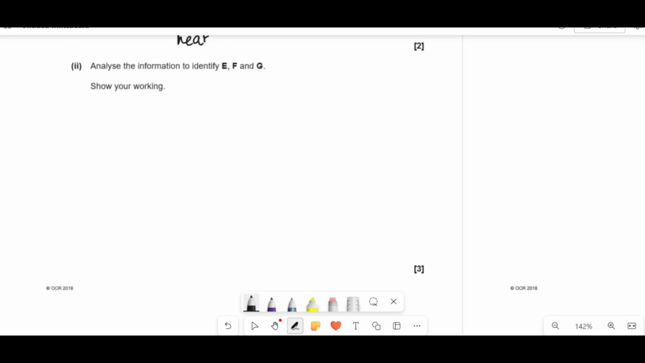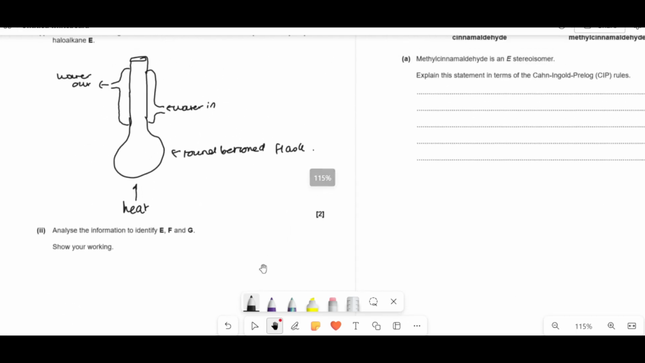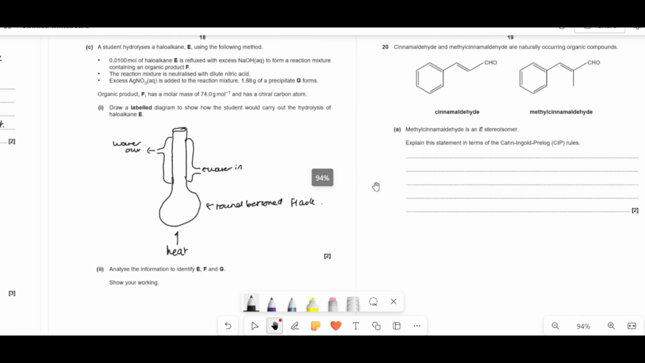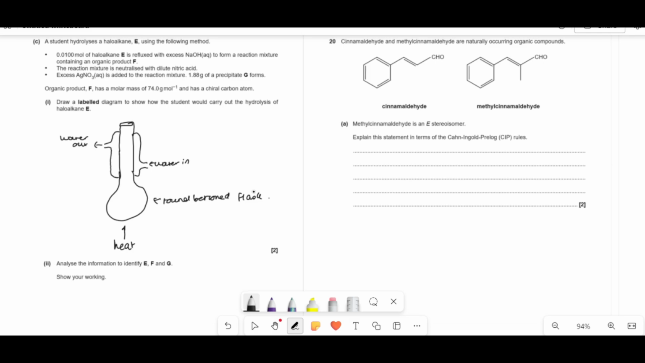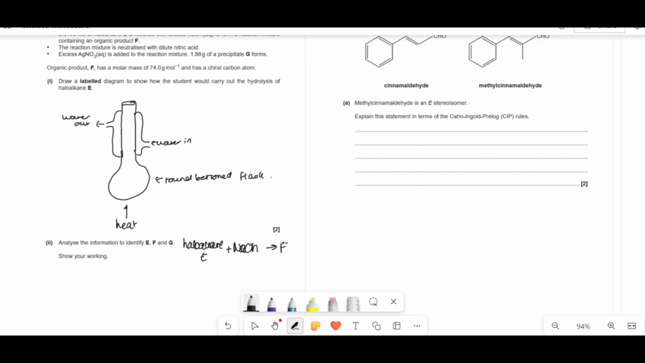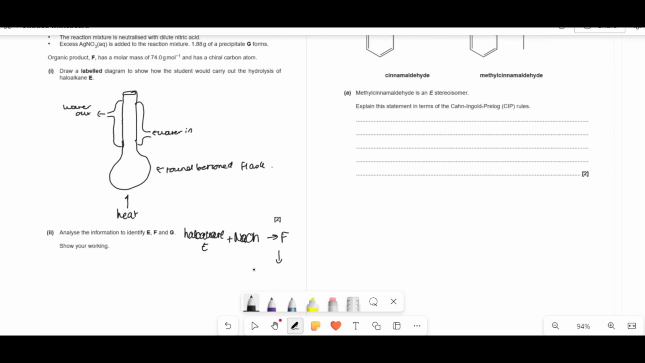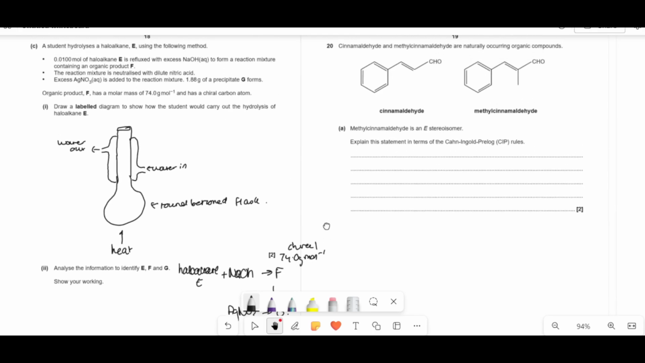And there you go. Now it says analyze the information to identify E, F, and G. Let's have a quick look at what they've done again because there's a lot of words there. They got haloalkane E and added NaOH and you get F. Then they added the nitric acid, presumably to get rid of that. And when we've made our F, they then added AgNO3 and you get a precipitate G. They've told us that the organic product F has an MR of 74.0 g per mole and has a chiral carbon. What else do we know about this?